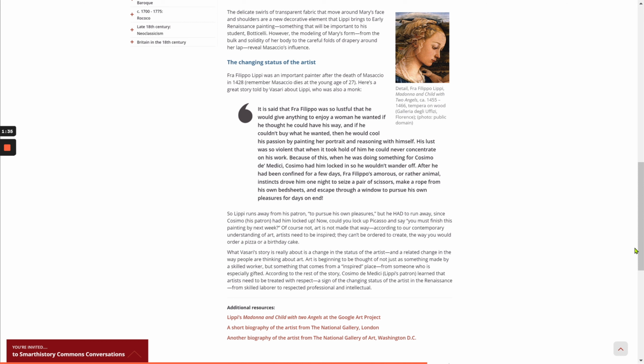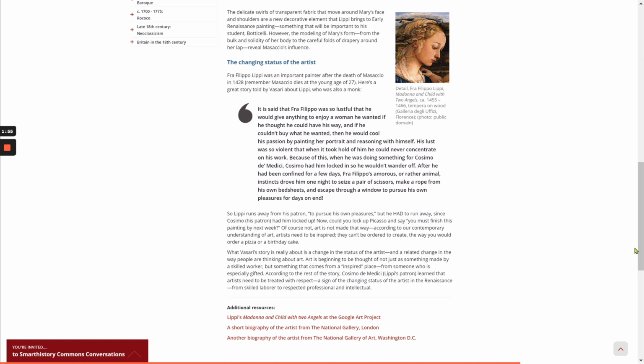So Lippi runs away from his patron to pursue his own pleasures, but he had to run away since Cosimo, his patron, had him locked up. Now, could you lock up Picasso and say, you must finish this painting by next week? Of course not. Art is not made that way. According to our contemporary understanding of art, artists need to be inspired. They can't be ordered to create the way you would order a pizza or a birthday cake.